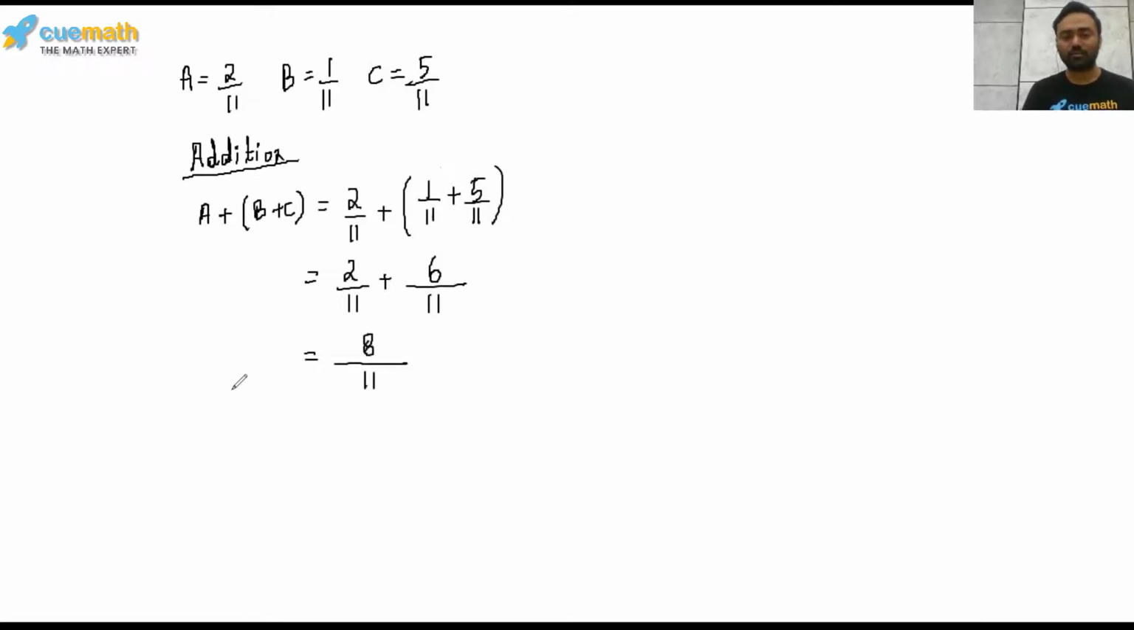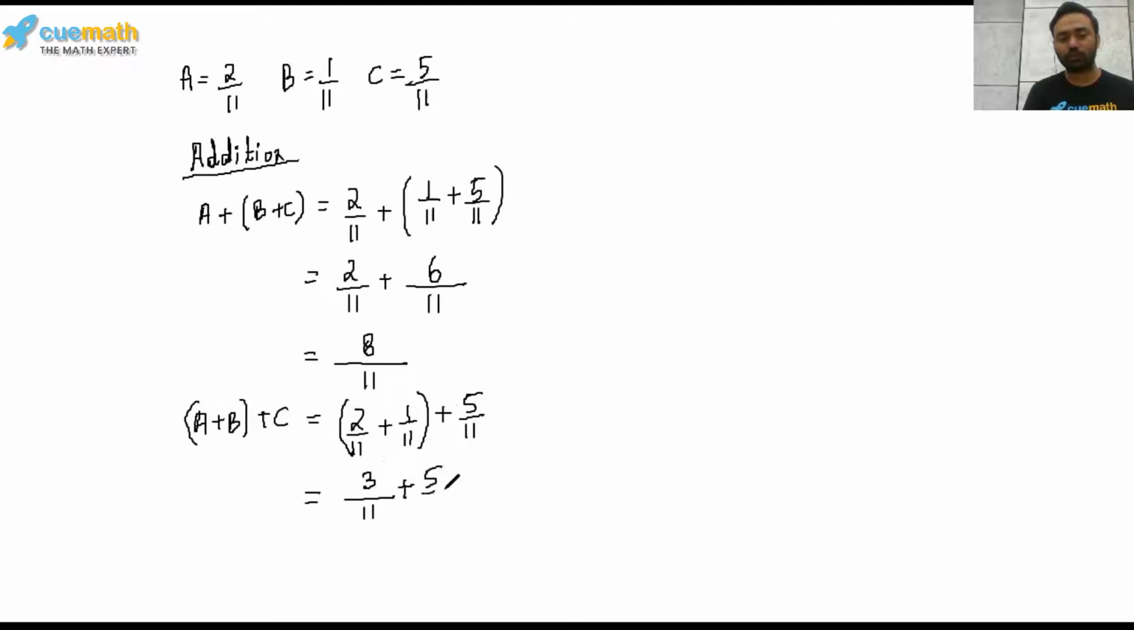Now in the next part, we'll have to find the value of the expression a plus b inside the bracket plus c. Let's substitute the values here again. So 2 over 11 plus 1 over 11, and this is added to 5 over 11. If we solve the bracket first, we get the common denominator as 11, and 2 plus 1 gives us 3. So 3 over 11 plus 5 over 11. And if we solve this, the common denominator is 11, and 3 plus 5 gives us 8.